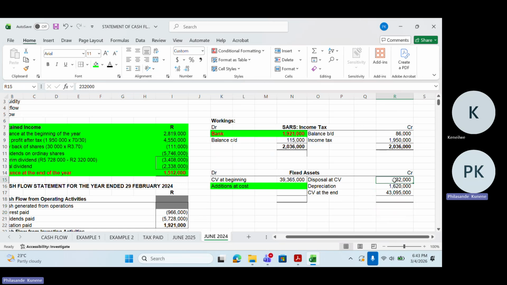Okay, then what do I need to do now? I need to balance my account. So I'll get a total under the credit side, which is how much? 44,947,000 rands. Then I'm going to have the same total on this other side, and how much will be my additions at cost, which will be the difference between the two amounts? How much are we getting?